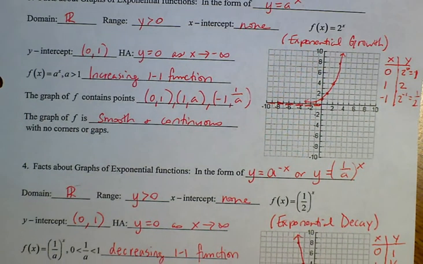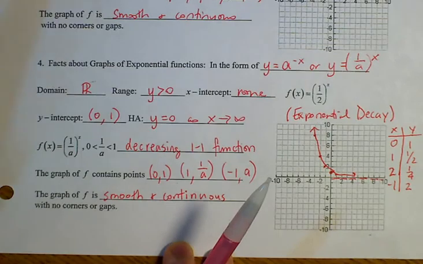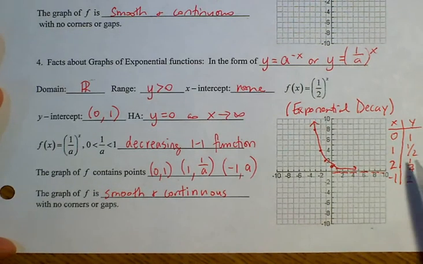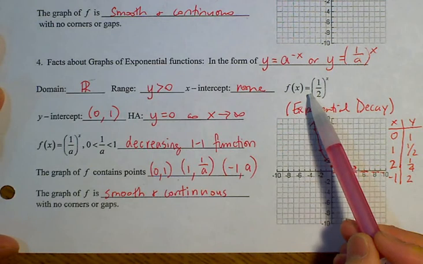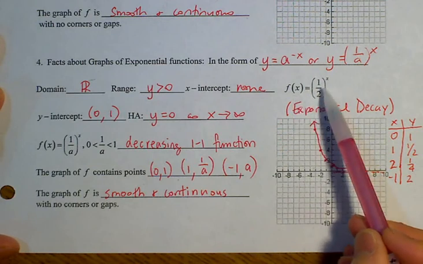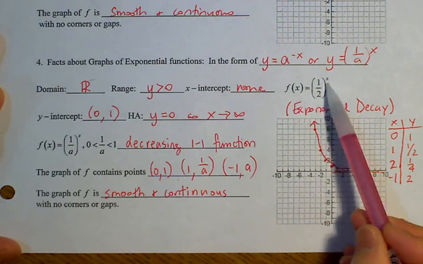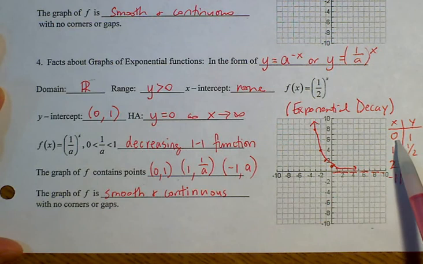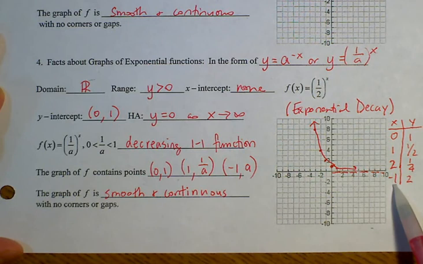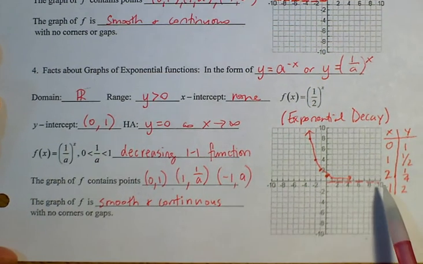All right, so then going on to the next one, here's my truth table, and I'm going to look at it as f of x is equal to 1 half raised to the x power. So when it's 0, it's 1. When it's 1, it's going to be a half. When it's 2, it's 1/4. And when it's negative 1, it's going to be 2. So I'll plot those points.